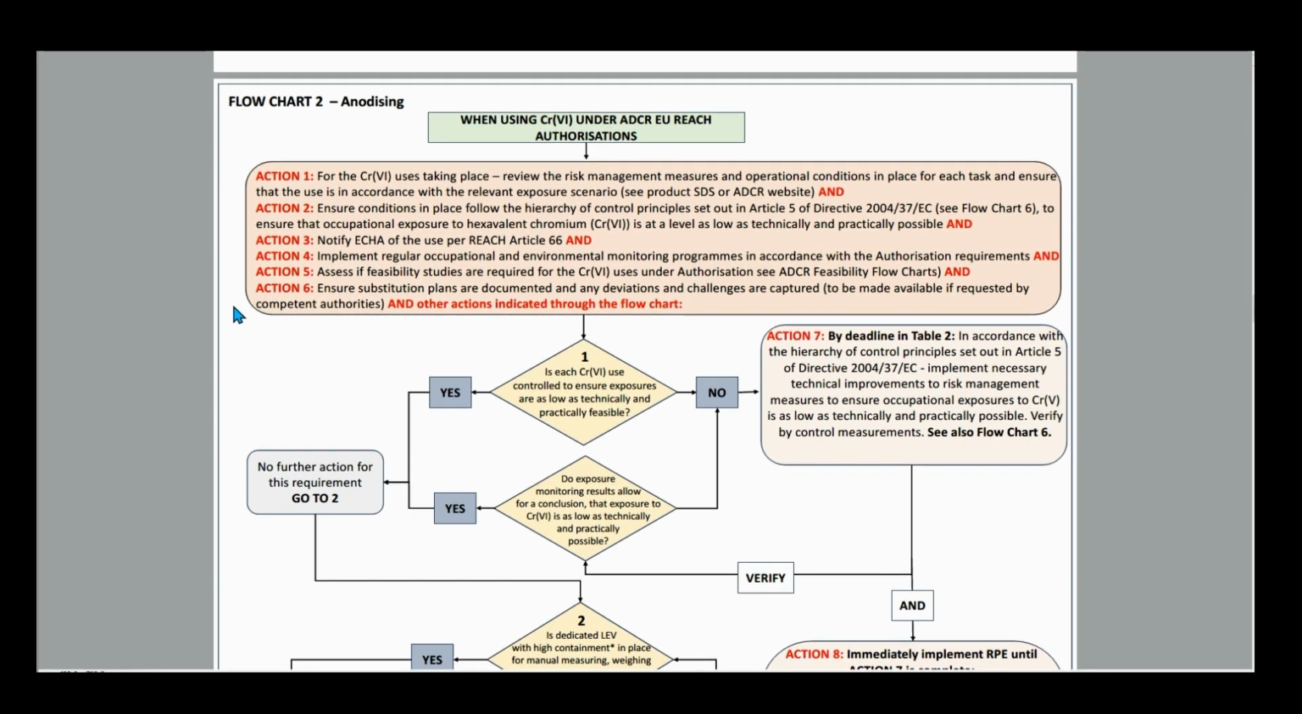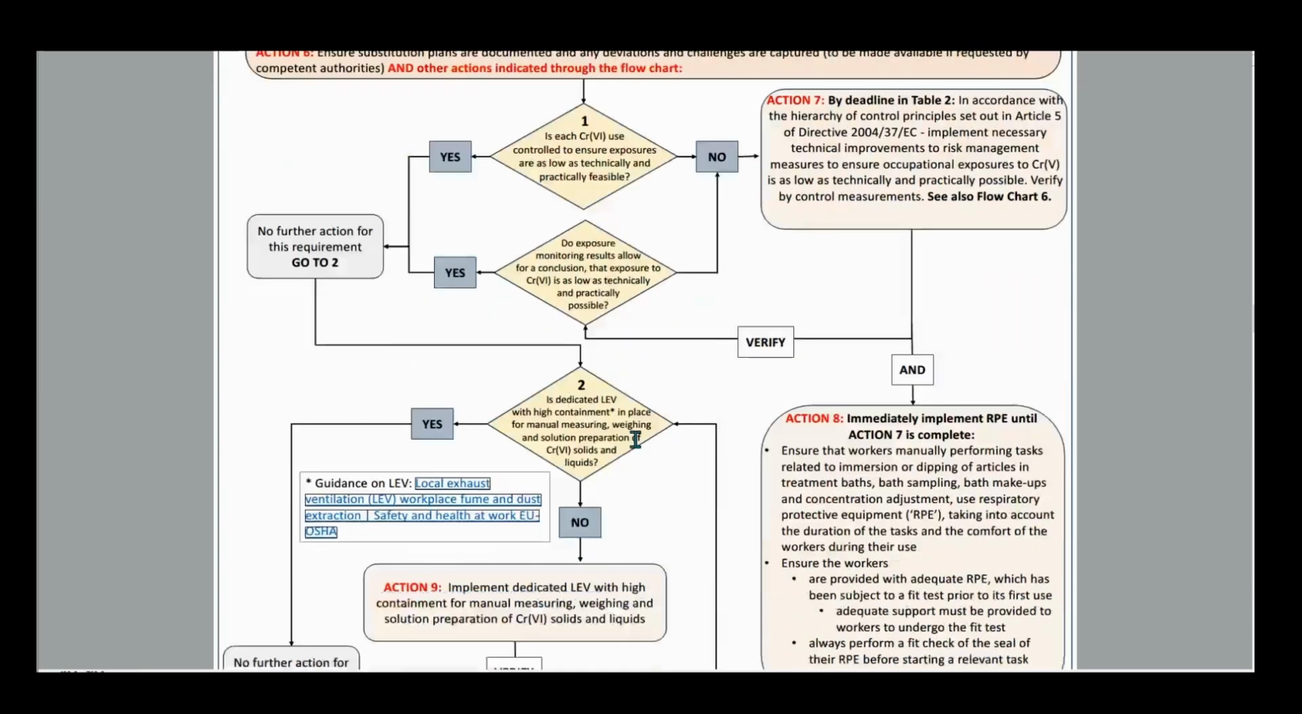When starting the decision tree, question 1, which asks if hexavalent chromium exposure is as low as technically and practically possible, and question number 2, which addresses if manual tasks with solid and liquid hexavalent chromates are performed under LEV with high containment, as well as their corresponding actions, action 7, 8, and 9, need to be addressed as explained in detail in Flowchart 1.